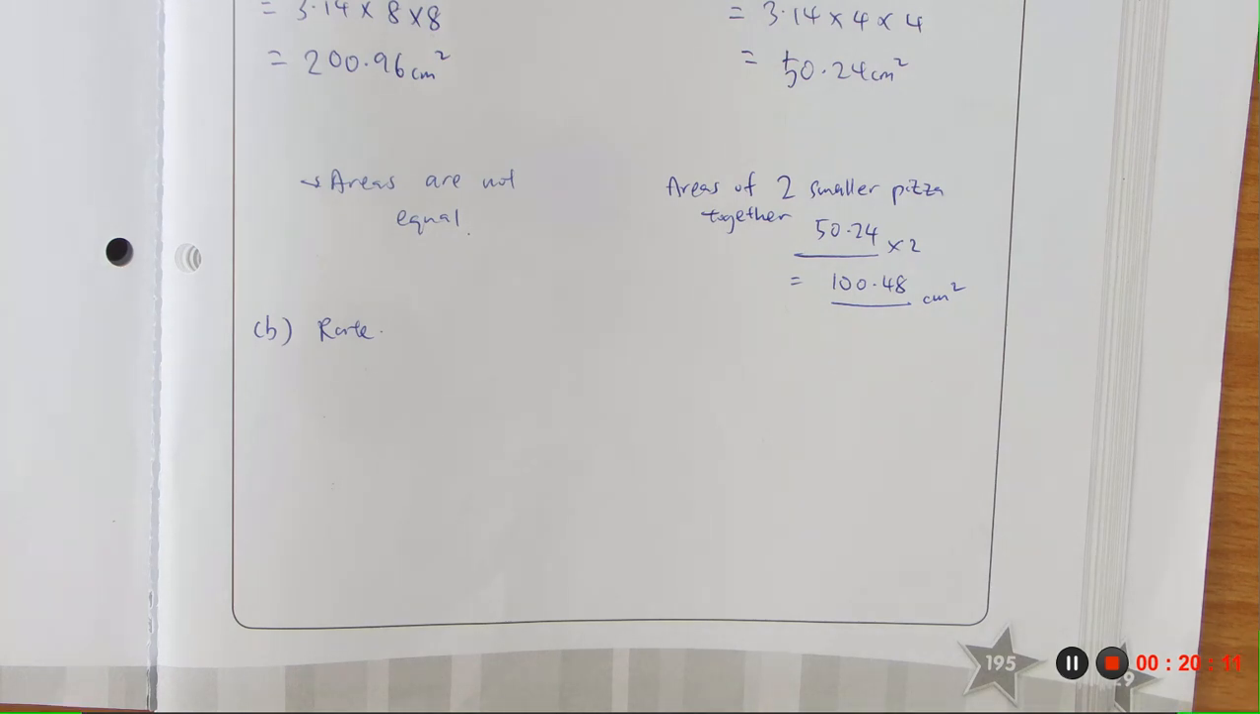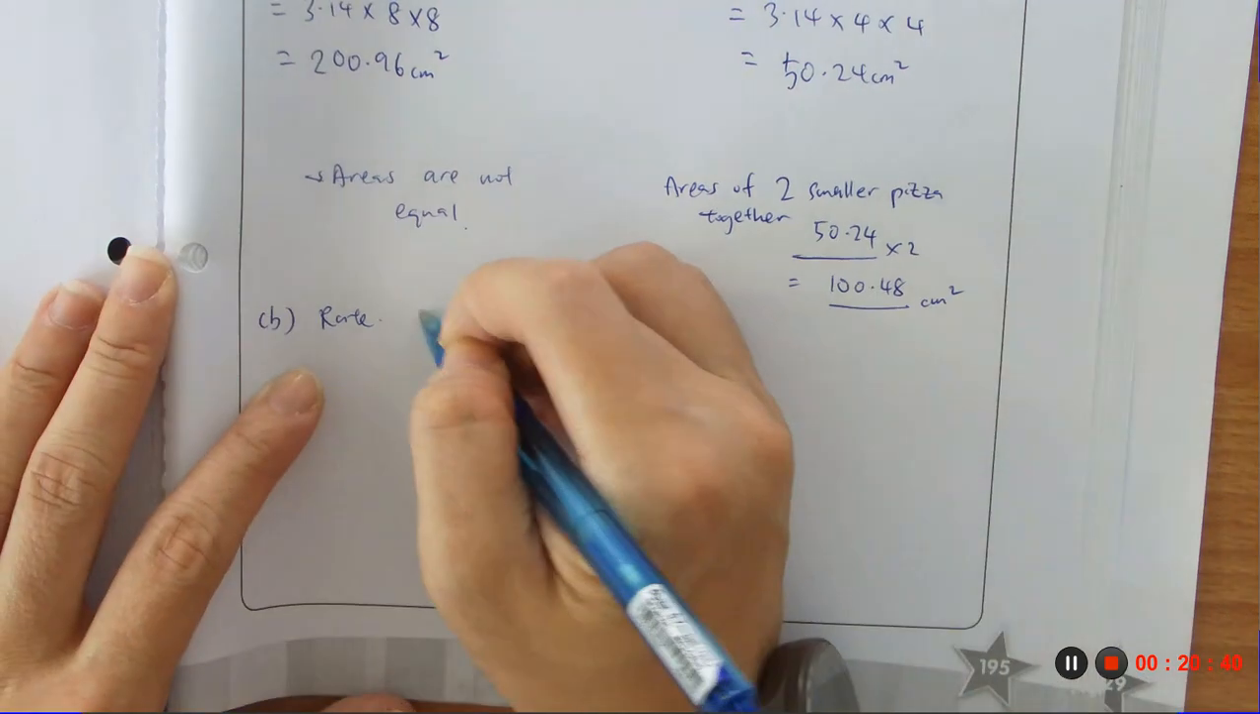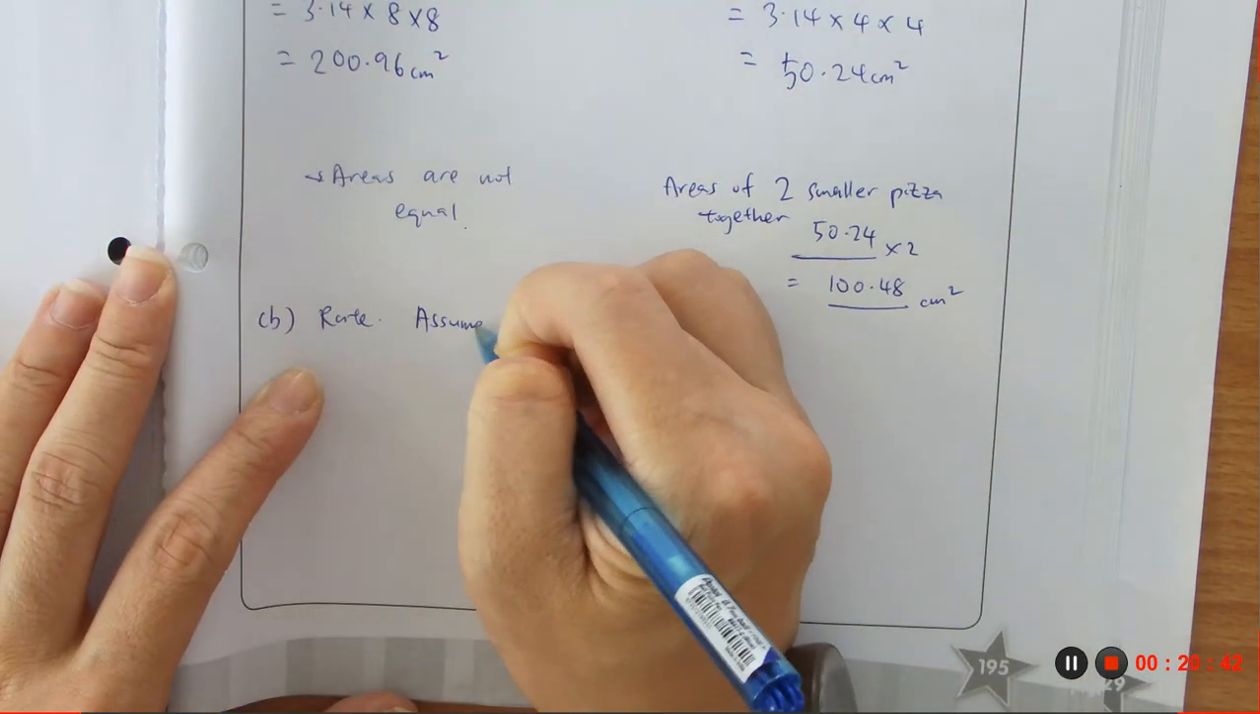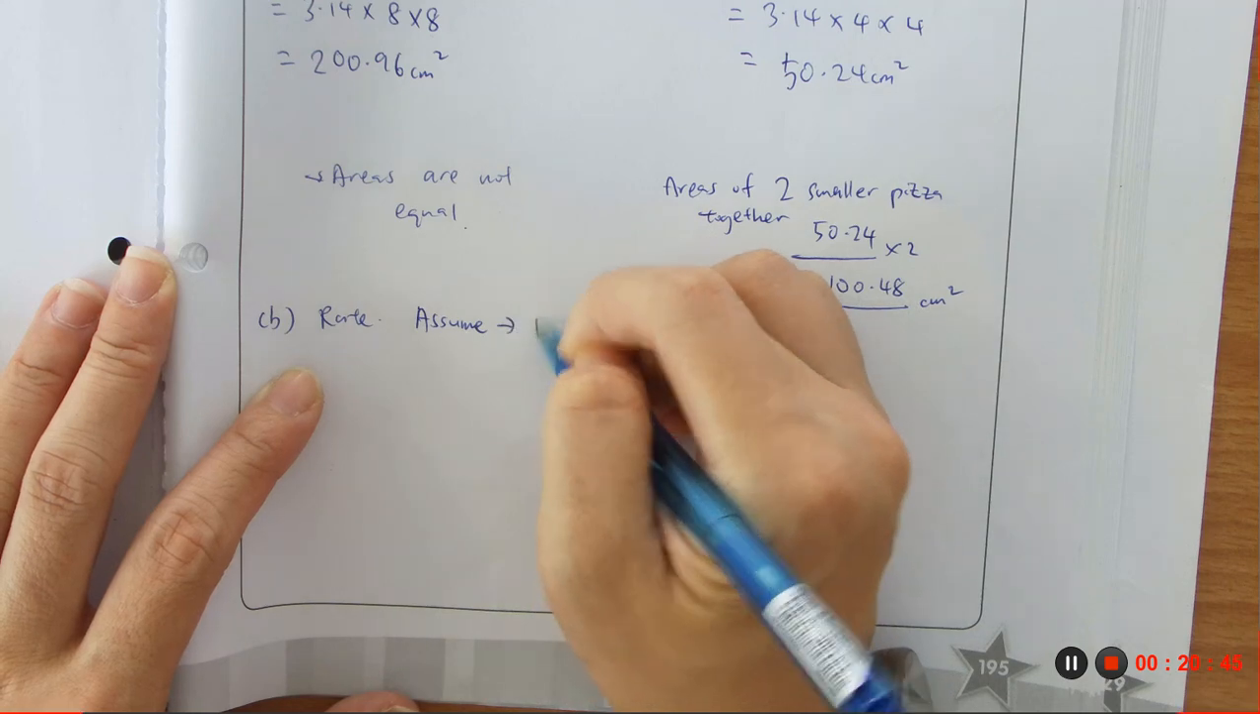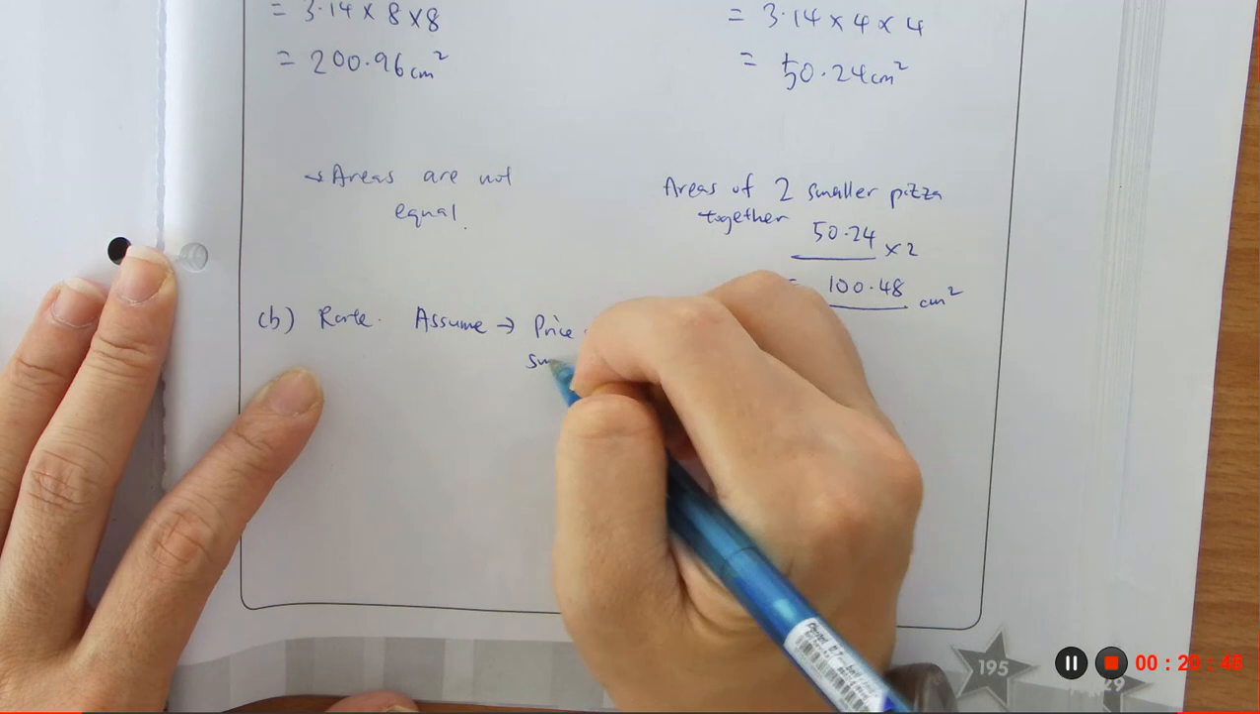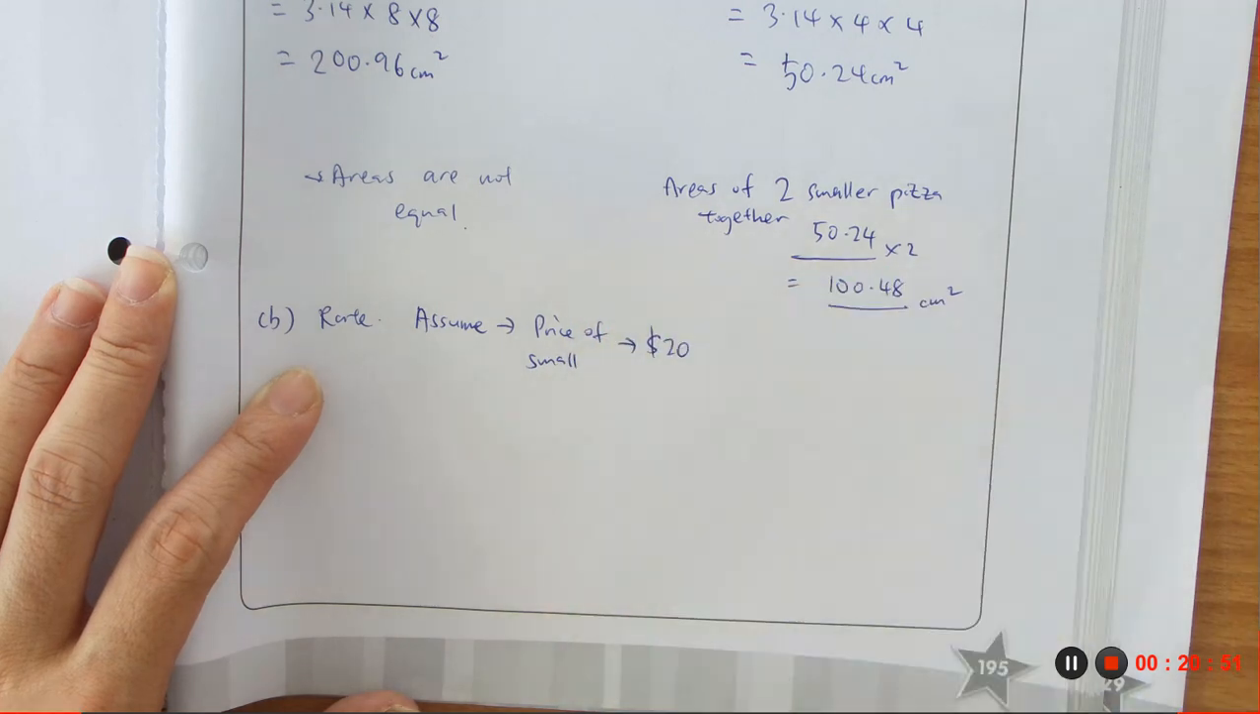Let's use a number to buy. Has anybody bought pizza before? Let's have a good number. $5? For 200 centimeters, it's quite big. Okay, let's use maybe $20 for the small pizza. Okay, yeah, very expensive. Let's assume that the price of a small pizza is $20.